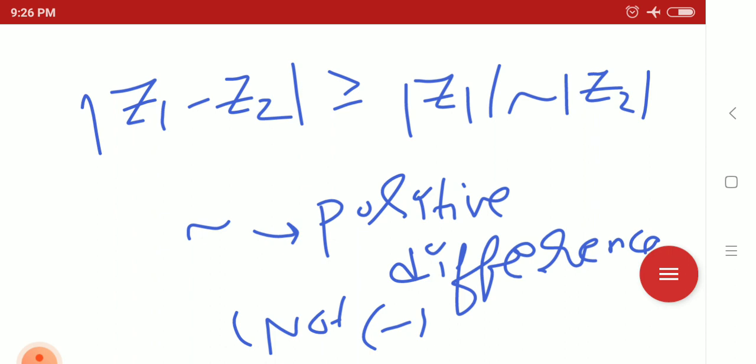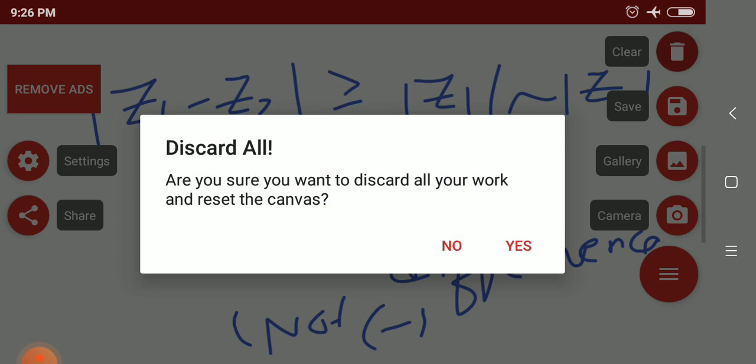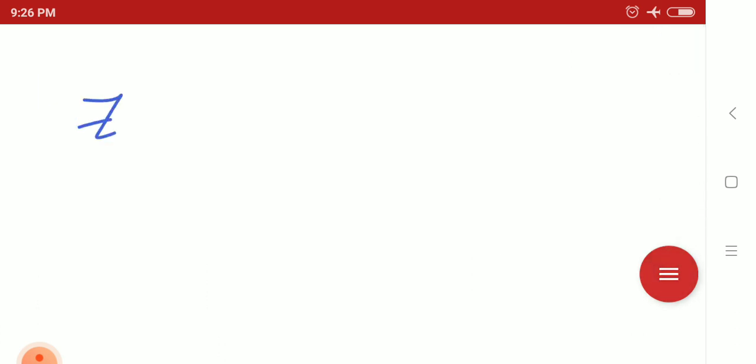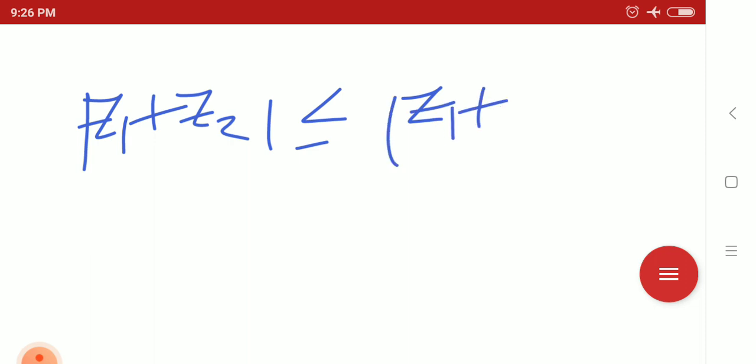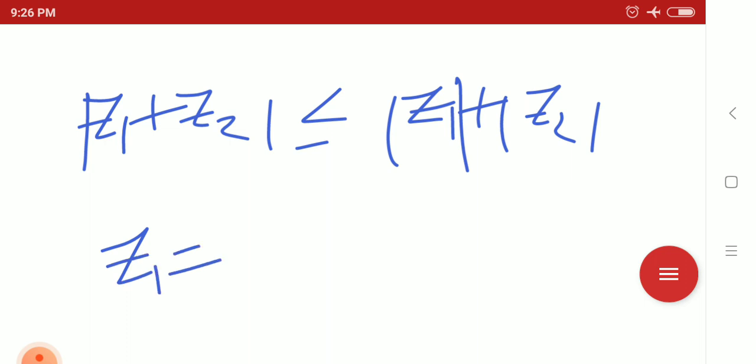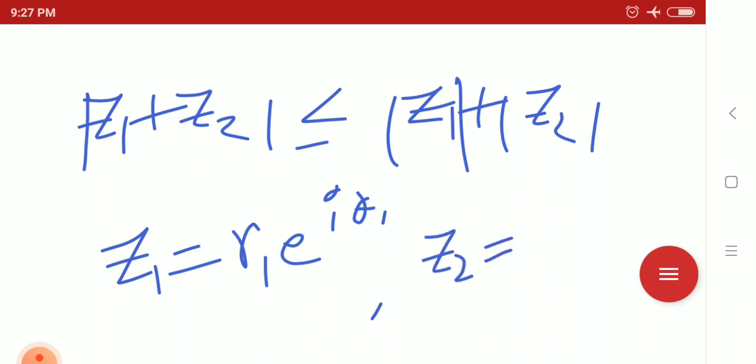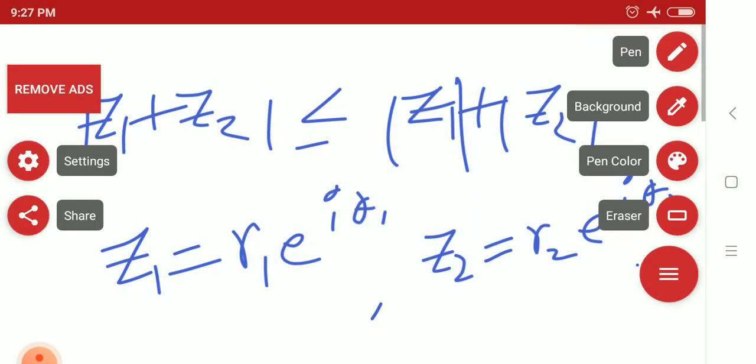Now I am proving that important property: |z1 + z2| ≤ |z1| + |z2|. So if you write z1 = r1 e^(iθ1), you have recently come to know about this format, and z2 = r2 e^(iθ2), how can we write z1 + z2?